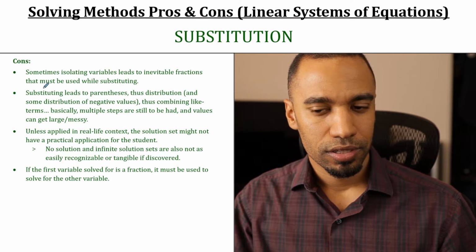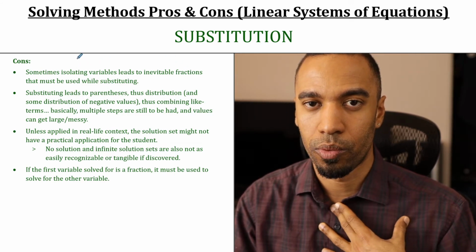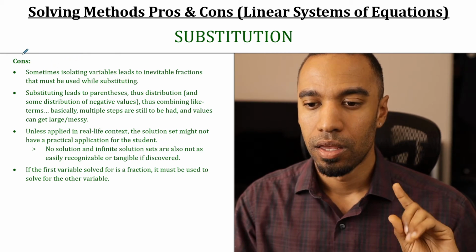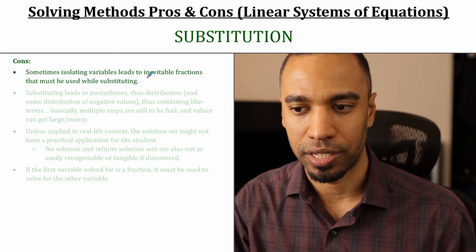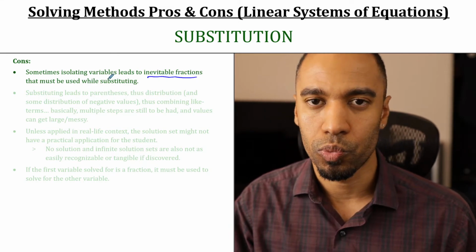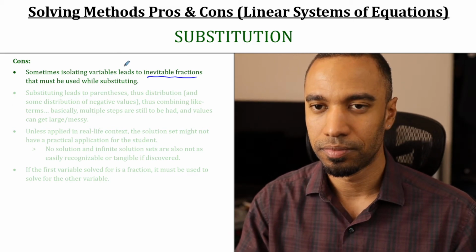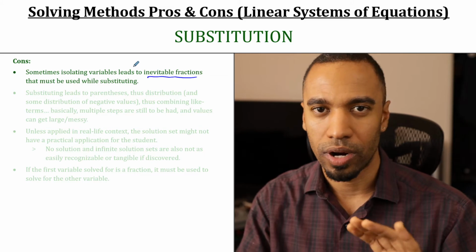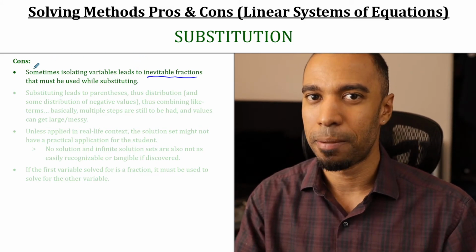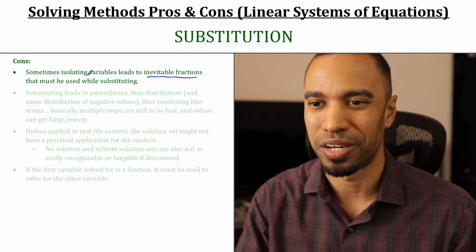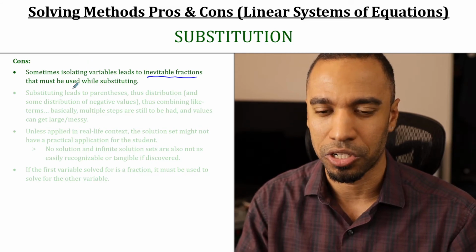It's a smaller list, but this first one is huge for most people, especially myself. This is the one that turns me away from substitution to start with. Sometimes isolating variables leads to inevitable fractions that must be used while substituting. That doesn't mean you have to use fractions the entirety of the problem. Sometimes you can mitigate it or whatever. Sometimes you just deal with them and use them as is. But sometimes there's nothing that can be done when it comes to substitution to start with here. There are some things, but once you hit that stage, you might as well use elimination.